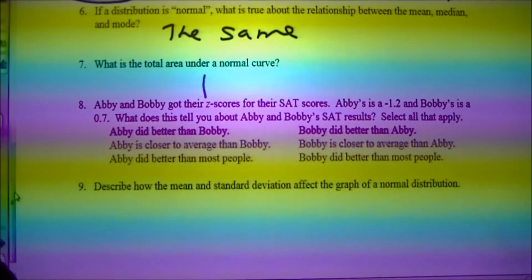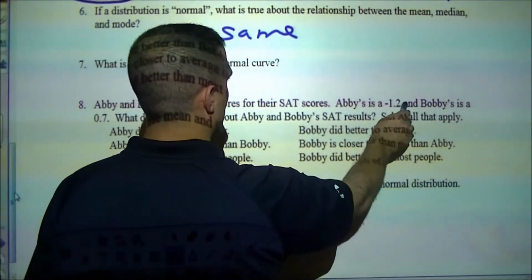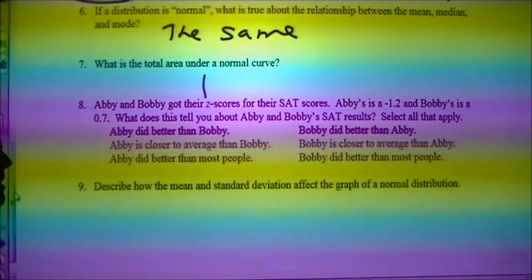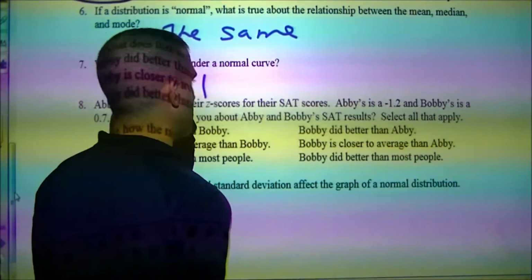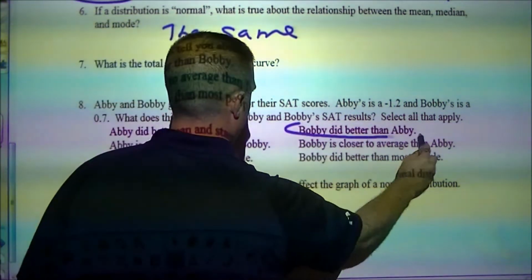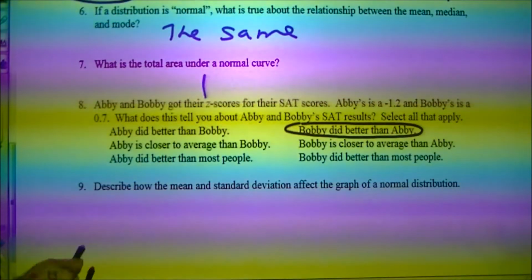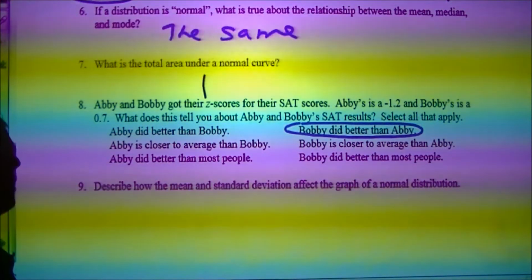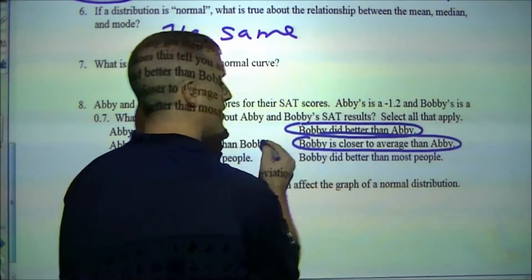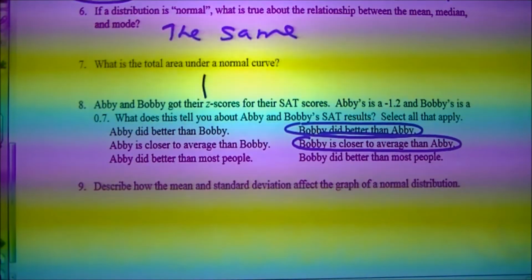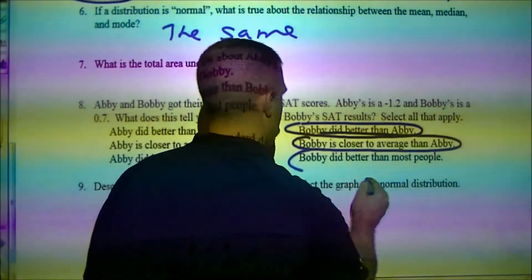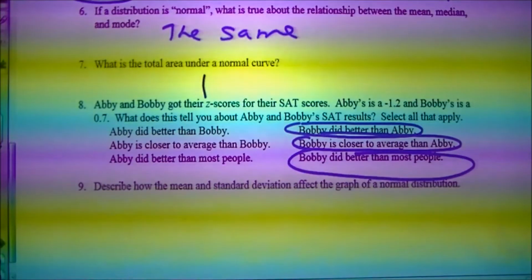Abby and Bobby got their z-scores for SAT. Abby is negative 1.2. Bobby is 0.7. What does that tell you about Bobby and Abby's SAT scores? Abby did better than Bobby. That's not true. Bobby did better than Abby. He did better than the mean. Abby is closer to the average than Bobby. That's not true either. Bobby's closer to the average because his z-score is closer to the mean. Bobby did better than most people. That is also true, because he's better than average.